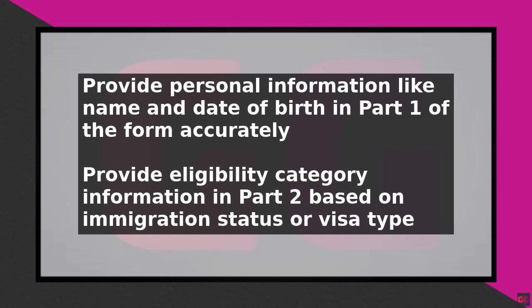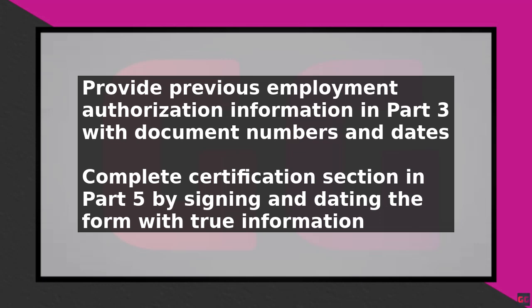Part 4 is for applicants who are applying under certain categories that require additional information, such as spouses of certain non-immigrant visa holders. Part 5 is the certification section, where you must sign and date the form, certifying that the information provided is true and accurate.